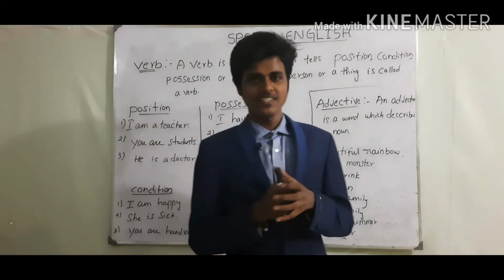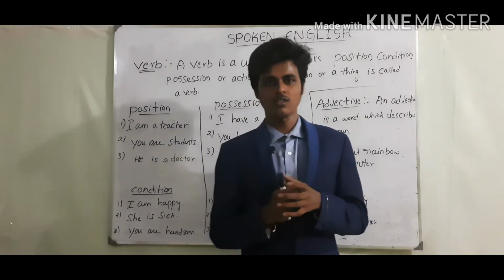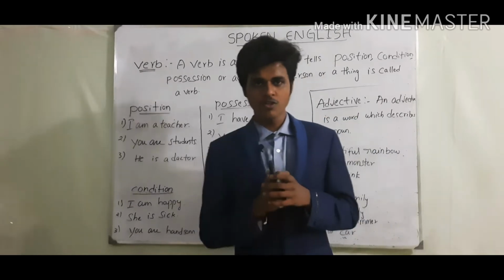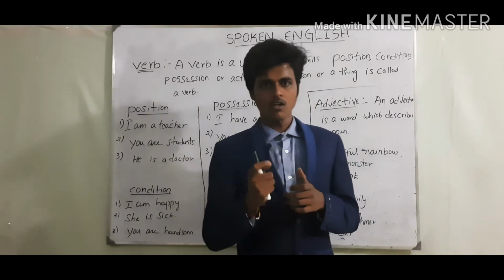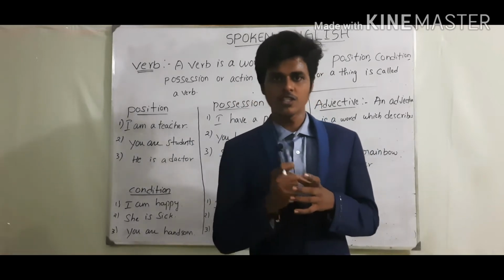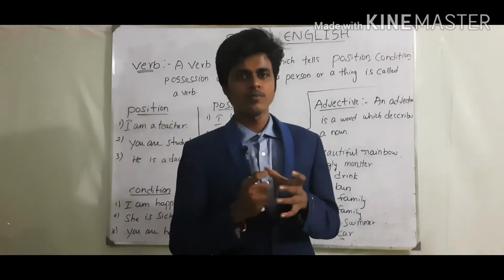In yesterday's session, we have seen the first two kinds of words in English. Those are nouns and pronouns. In this session, I am going to introduce you the third and the fourth kind of words in English. Those are verbs and adjectives. Let us see verbs. What do we mean by a verb?